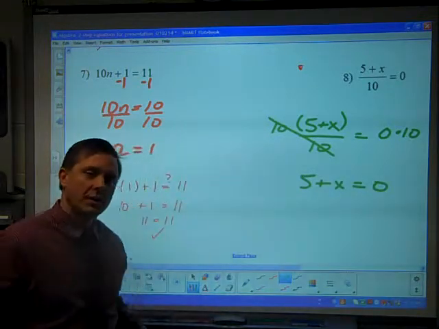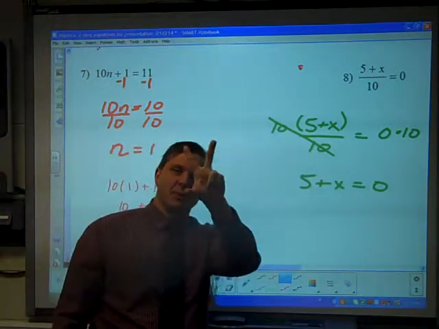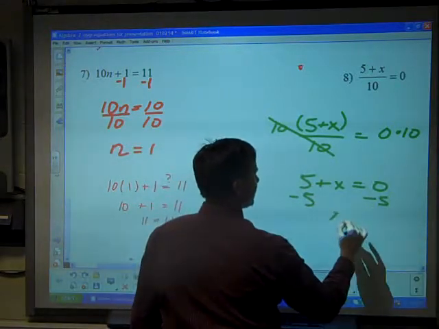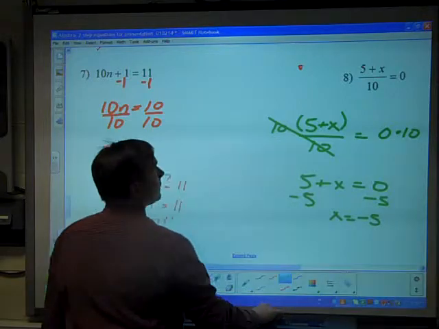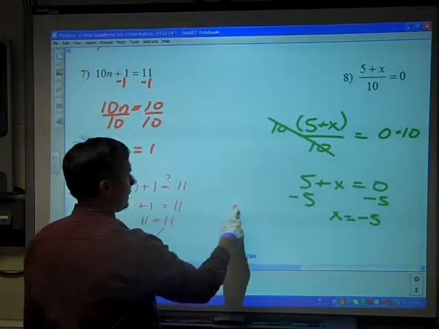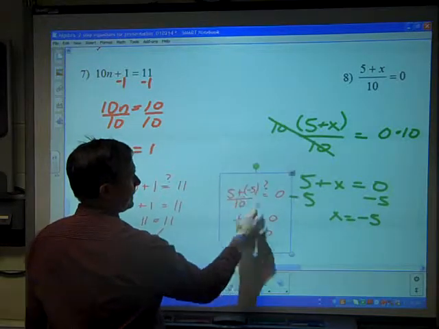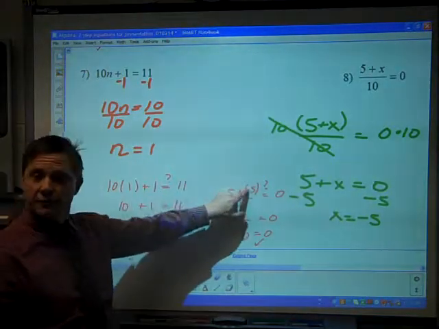How many terms here? 5, x, 0. 3 terms. Got to add or subtract. I need to subtract 5. So x is equivalent to -5. Let's see if that works. Five plus -5 makes 0.